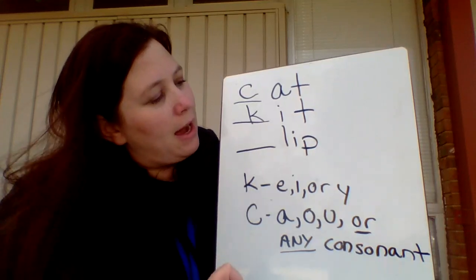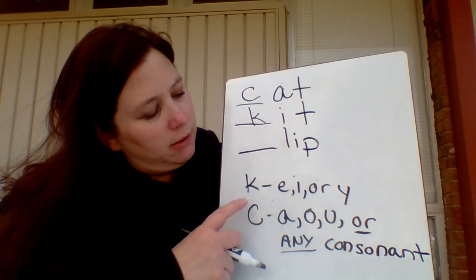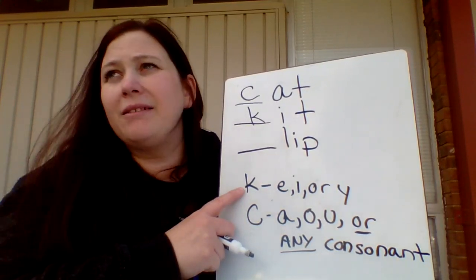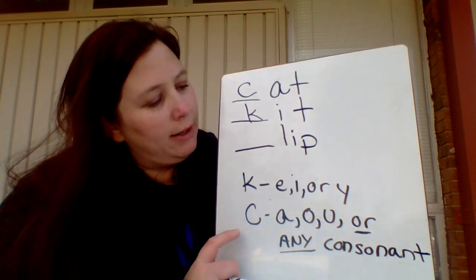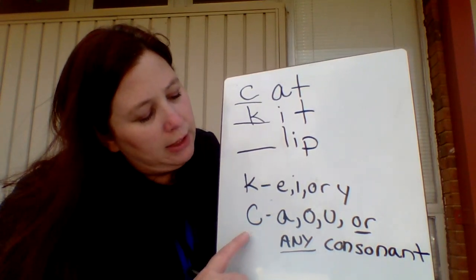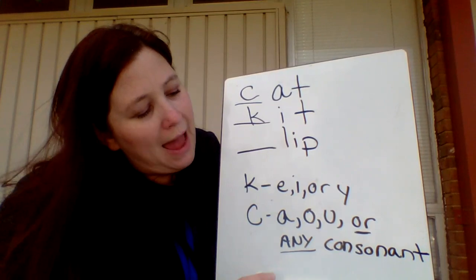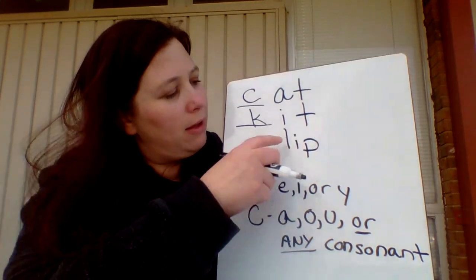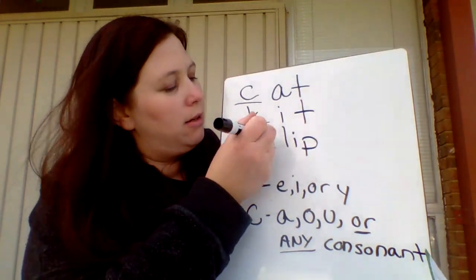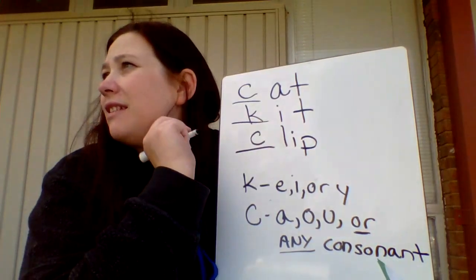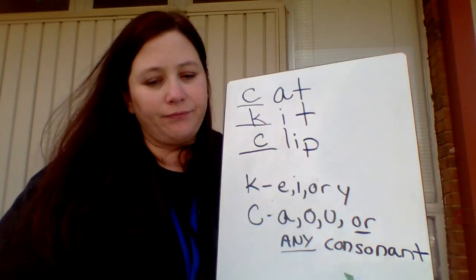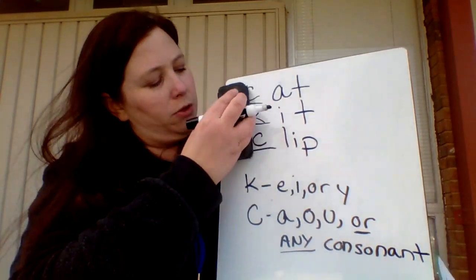Next we have LIP. Well, it says E, I, O, or Y. No, that's not L, right? Or for C, it says A, O, U, or any consonant. Well, L is a consonant, right? So there it gets the C. Alrighty. So let's erase these words.